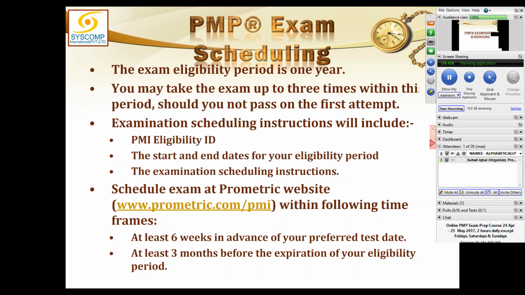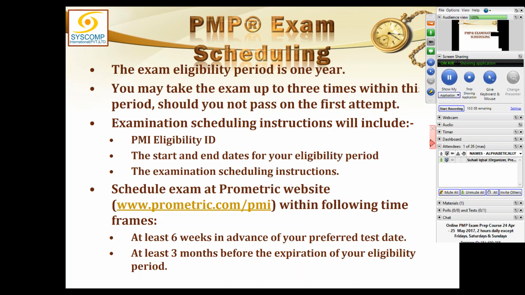So if at all you are planning to appear in the exam, say within the next 3 months, then the whole process of applying for the exam, getting your audit and everything completed, submitting your fee, that will take some time. And then your eligibility period will start. So if you start filling your application today, this will take about 4 to 5 weeks or maybe 6 weeks. And as soon as you get a go ahead from PMI, you should go to the website prometric.com/PMI and book your exam. So you don't have enough time. You just can't relax and say, well, I'll do it later.